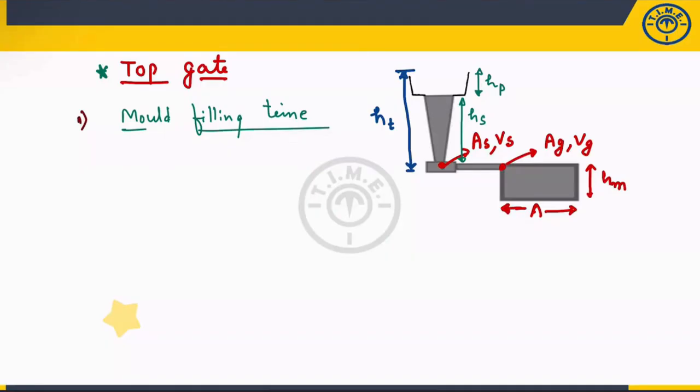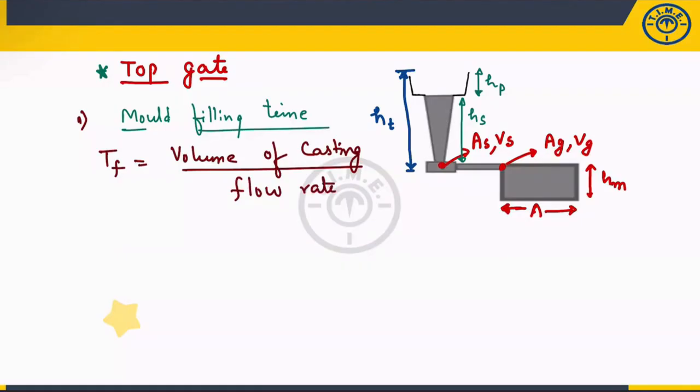So through the top gate system, you are filling this mold cavity through the top gate system. How to calculate the mold filling time? Volume of casting divided by the flow rate. Or the flow rate is nothing but volume of casting divided by this time only. Volume of casting they will give you in the question, or you can write it as area into height of mold. This area into height of the mold is the volume.